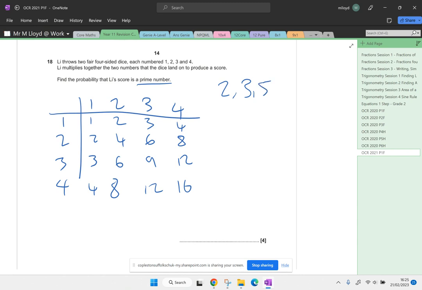2, 3, 5, 7, 11, 13, and that's it between 1 and 16. So I'm going to use a red pen to highlight these. So we've got a prime, a prime, a prime, a prime.